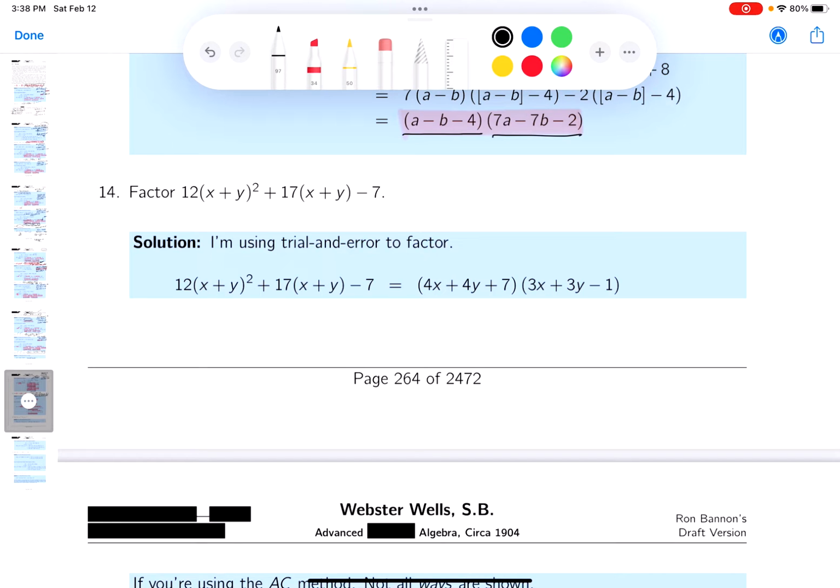Again, I'm going to try trial and error. And I realize that people look at it and say, I don't even know where to start with trial and error. You start doing something, and I'm going to write this over here with the understanding that x plus y is equal to u. And what do you have there? 12u squared plus 17u minus 7.